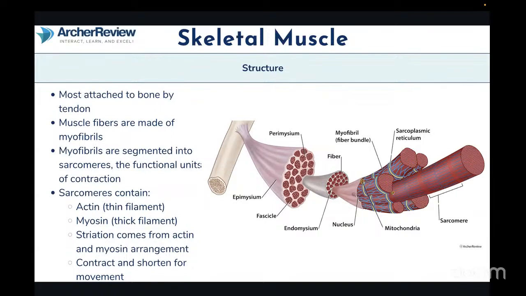That means the sarcomere is going to contain actin, which are thin filaments, and myosin, known as thick filaments. And sarcomeres, when you look at them, see how it has this striped or striation? This is the arrangement of actin and myosin together. And I've got more detail on this on the next slide. But again, the sarcomere, this is where the muscle is going to contract and shorten for movement at this level.